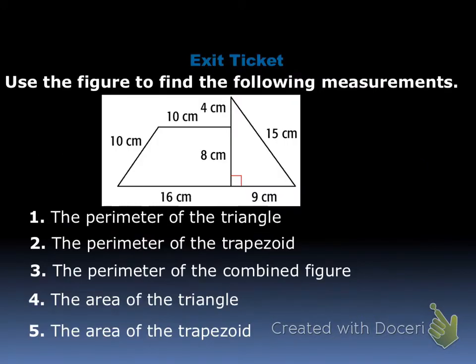Now go ahead and try this exit ticket by yourself. You need to find the perimeter of the triangle, the perimeter of the trapezoid, the combined figure, which means you're just going to add all the way around the whole figure, and then the area of the triangle and the area of the trapezoid. When you're done, bring it to me to check your answers.